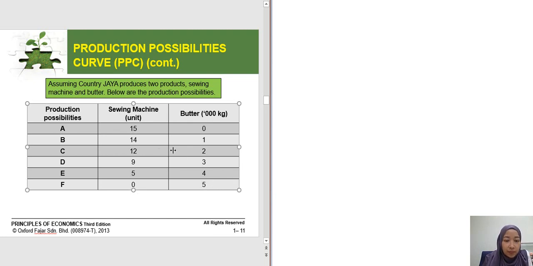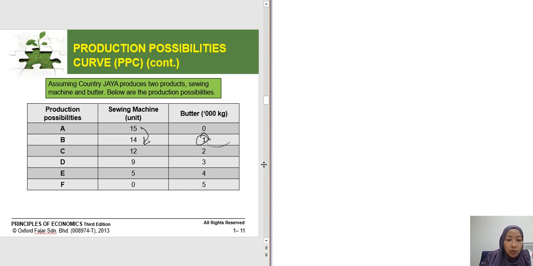Let's say you want to produce 1000 kgs of butter. What happens to the production of sewing machine here? You can see that it is reduced to 14. Before this, you could produce 15 because you didn't produce any butter. But now you want to produce 1000 kgs of butter, which is here. So now you have to reduce the production of sewing machine from 15 to 14.